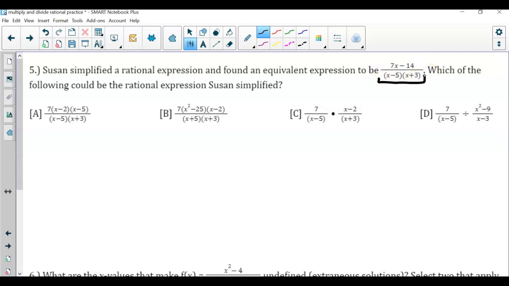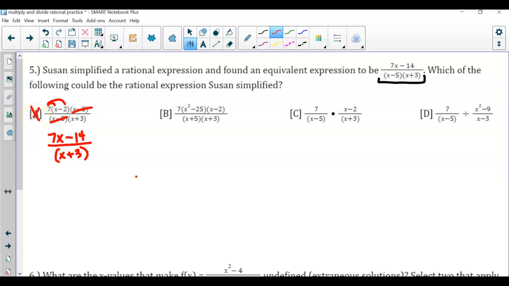So which of the following could be that expression that Susan simplified? Well, in A, I'm going to go through. I notice everything's in factored form. I do have common factors here of x minus 5. So this is 7 times x minus 2 left alone here, which if I were to distribute, there is 7 times x, which is 7x, and 7 times that negative 2, which is negative 14 over just x plus 3. But I need both still with that x minus 5. So A is not my answer.